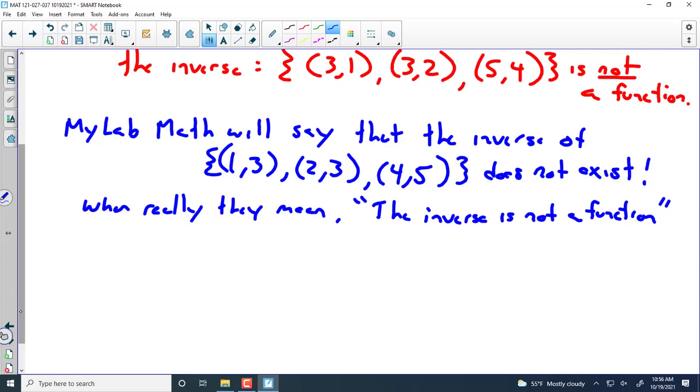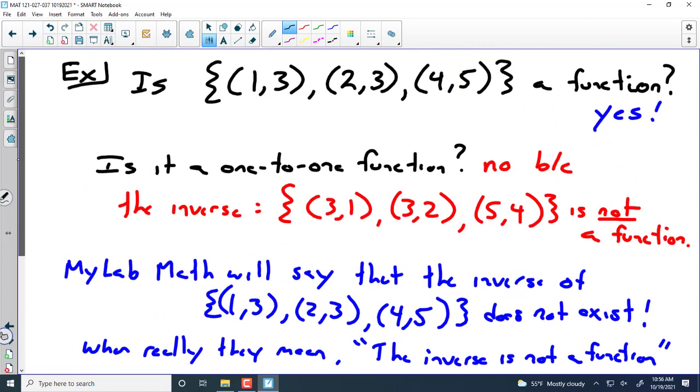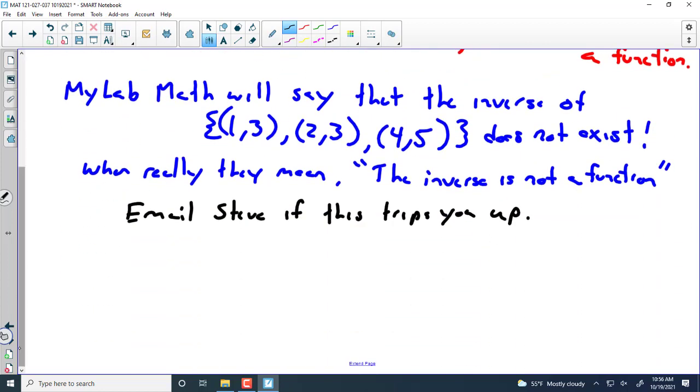So just be careful of that when you're doing your homework, and of course email me if you have any questions. Email Steve if this trips you up. Or use that Ask My Teacher feature and say, Steve, what were you saying about inverses not existing being the same thing as, just let me know what's up. All right. Questions or comments about that?